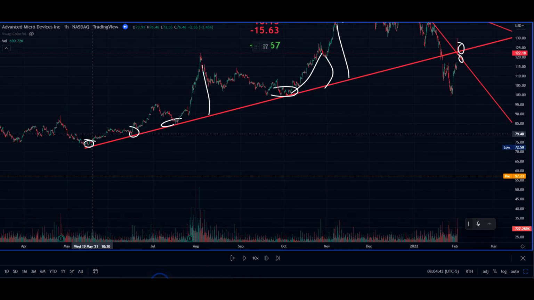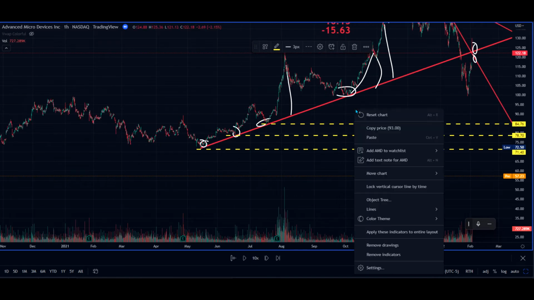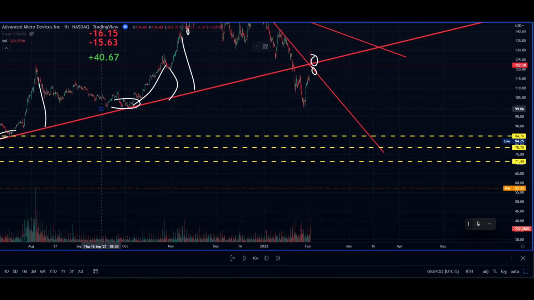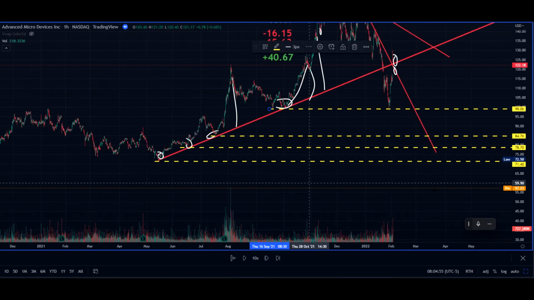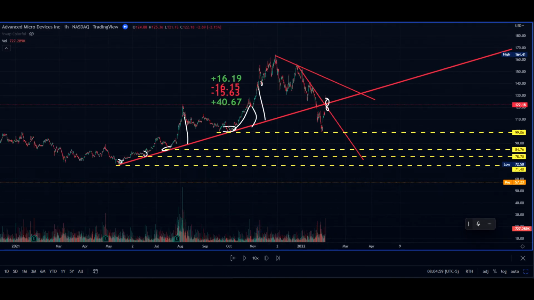So let's draw out some levels down here. This was obviously support, support, support. Maybe we can take this down to the first support. It'll take out these people here. It'll take out these people here. Let's look at this move, this whole move up right here.